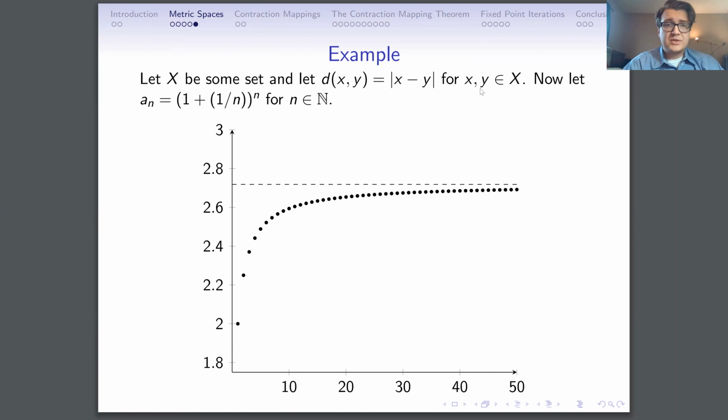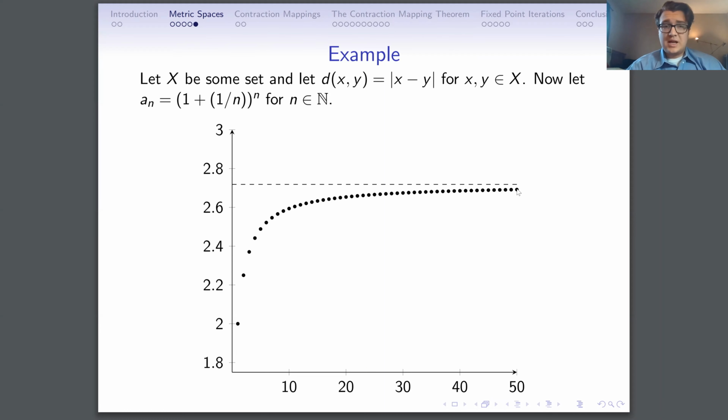So, to demonstrate how this works, suppose you have some set X and a distance function, a metric, given by this here. We see that the sequence (1 + 1/n)^n, for n an element of the natural numbers, is a Cauchy sequence as n goes off into infinity. I only graph this up to n equals 50, but as we increase the number of iterates, the iterates become arbitrarily close to each other, so it satisfies our definition of Cauchy.